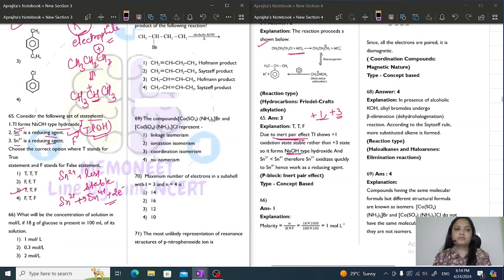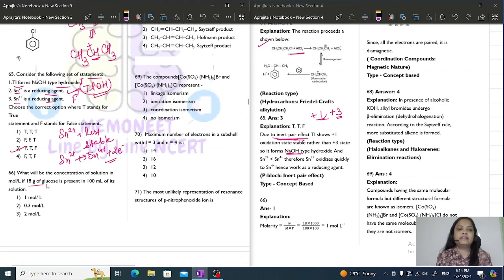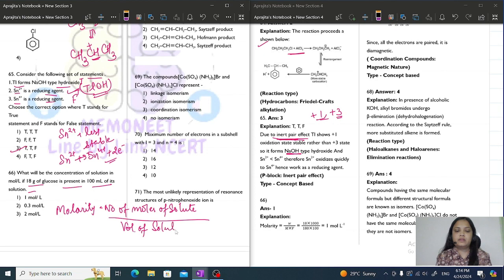Next is question number 66, which says: what will be the concentration of solution in mole per liter if 18 grams of glucose is present in 100 ml of its solution. So here students, we know that molarity means the number of moles of solute present in 1 liter of the solution, meaning we divide by the volume of solution in liters. So this is the formula for molarity.